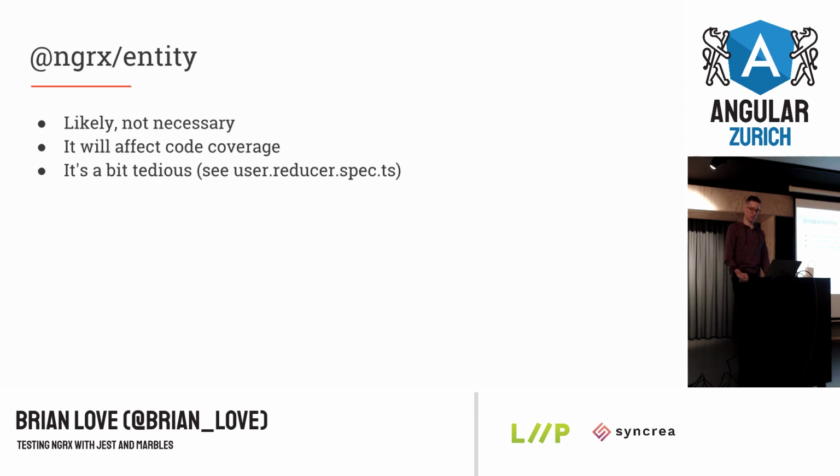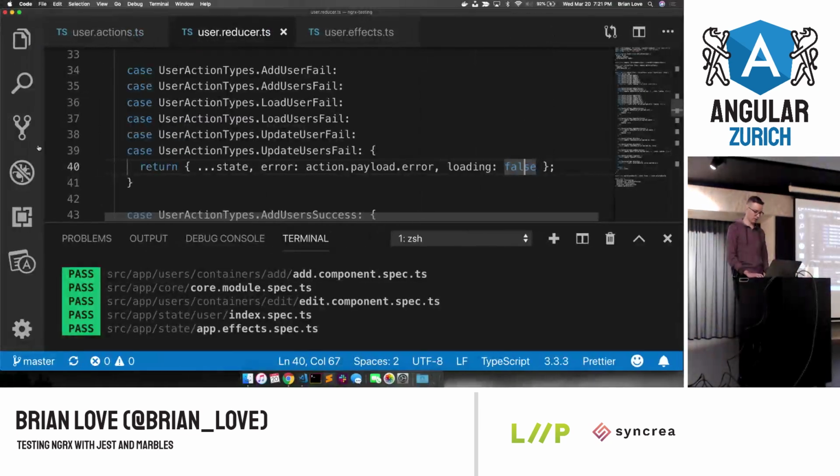I have written tests for NgRx entity, and it's quite complex and tedious, especially when it gets into adding many and updating many and some of the other methods that are available on the adapter. If you'd like to dive into it, check out the code. Like I mentioned, you can go to this user-reducer.spec.ts file. I can switch over to it. We can take a look at it if you want.